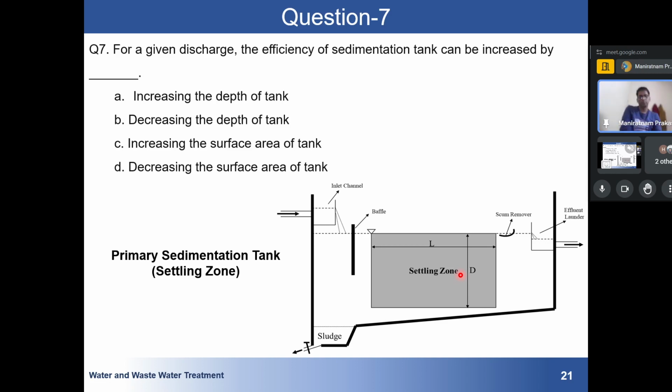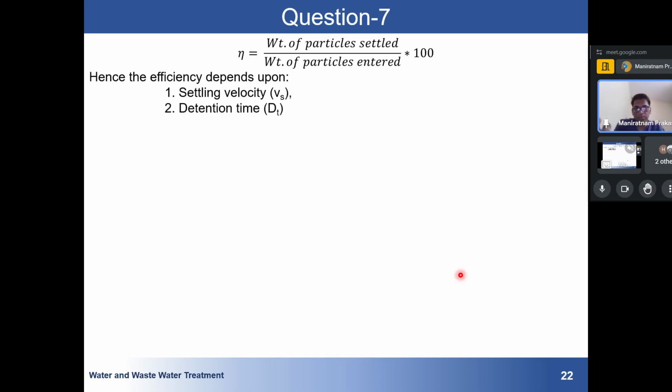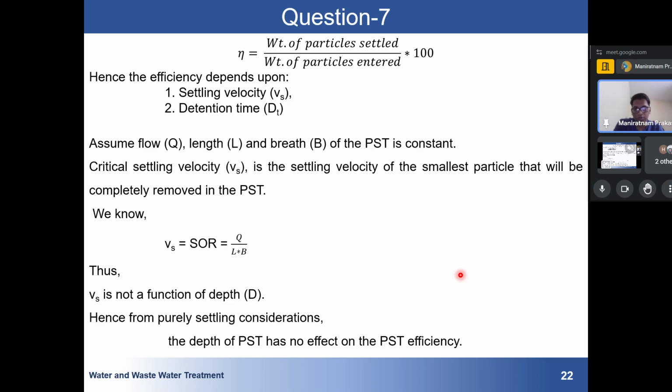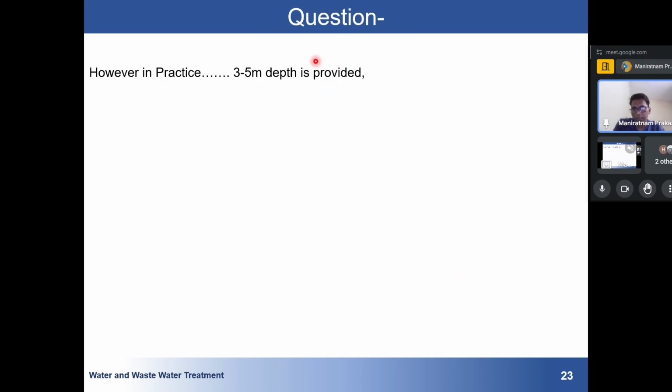In practice, there are some limitations in giving the value of D also. In practice, what happens is that the depth is kept between 3 to 4 meter. There are several reasons. Obviously, the question is why.